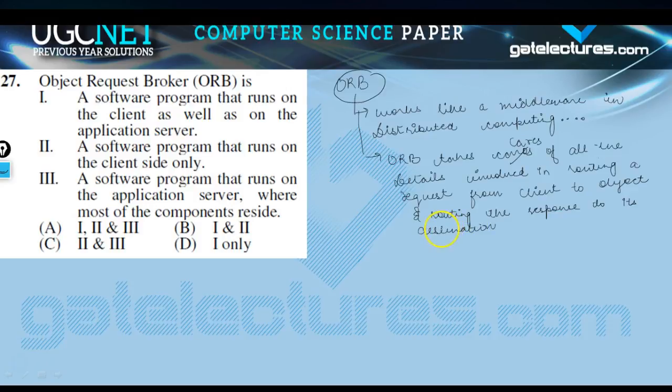Okay, so ORB works like a middleware in between the client and the server, and whenever a client requests any object, it handles all the details involved in routing. And whenever we get the response from the server side, it also routes all the response information.